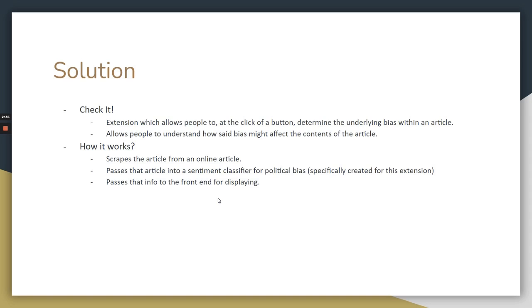First, it scrapes the article from the online article using an HTTP request. From there, it passes that article into a sentiment classifier for political bias, which was specifically created by me for this extension. From there, that info is passed to the front end for displaying.